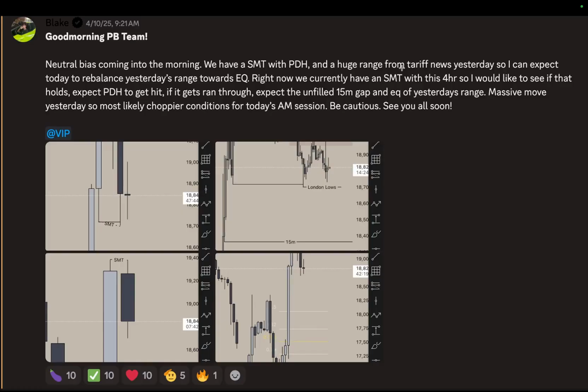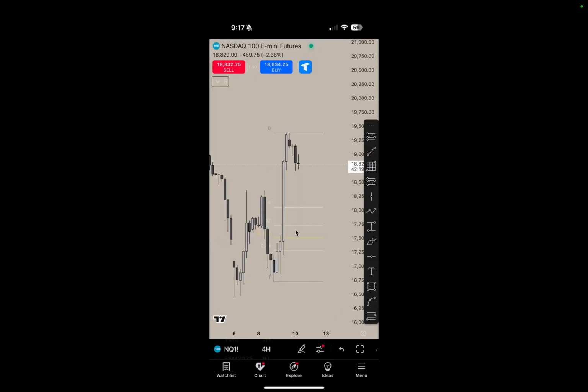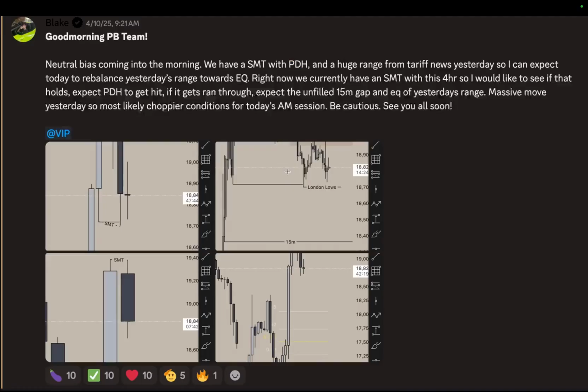So from tariff news that day, I was saying I can expect to rebalance yesterday's range towards EQ. So we had yesterday's range right here, right? And this is obviously a very big impulse candle with inefficiencies in it and also that equilibrium. Now, we had an SMT with this low right here. There are times where, if we're super bullish, this SMT could hold and we don't need to trade back towards EQ because this is enough discount for the market to move up.